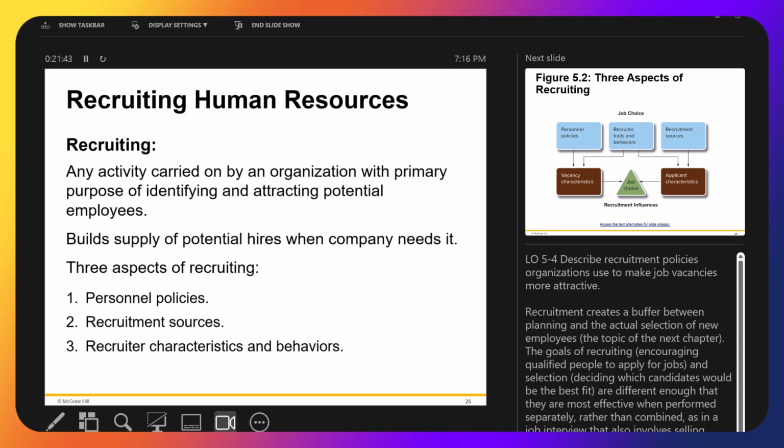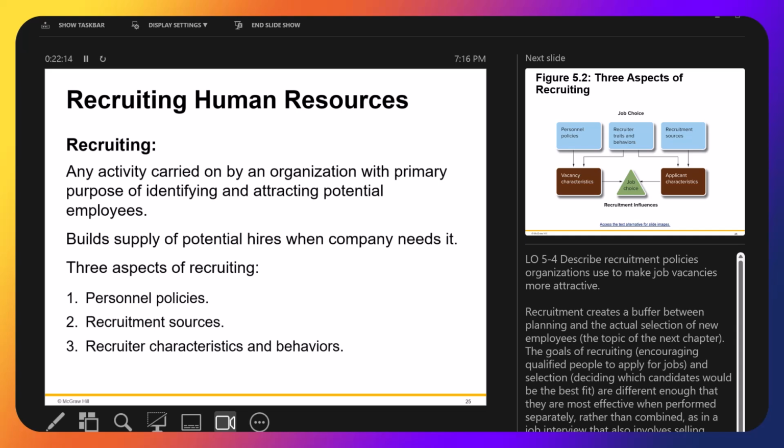Recruiting: any activity carried on by an organization with the primary purpose of identifying and attracting potential employees. Builds a supply of potential hires within company needs. Three aspects of recruiting: personnel policies, recruitment sources, recruitment characteristics and behavior. So when you look at this, it's about looking at what type of people we are trying to bring into the organization, and where you go to find them. Establishing a pipeline, a supply, of potential hires when the company needs it.